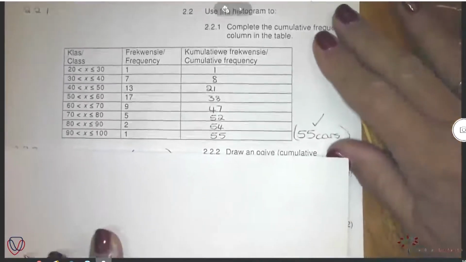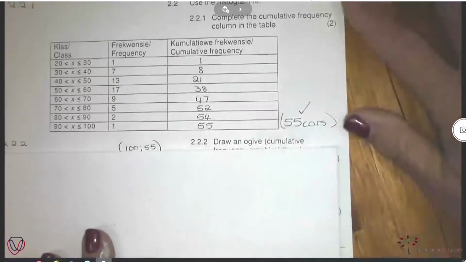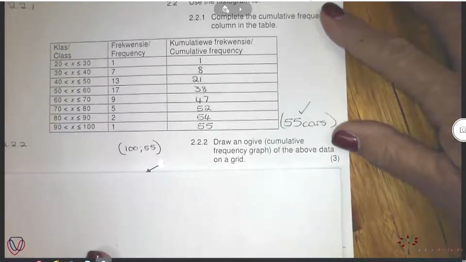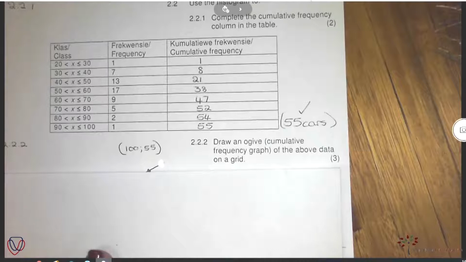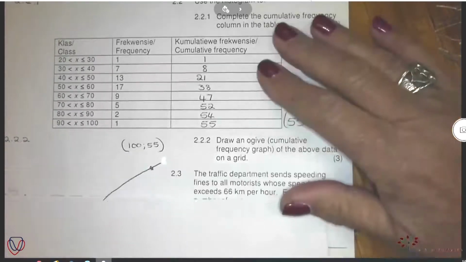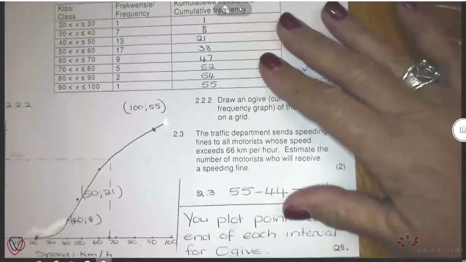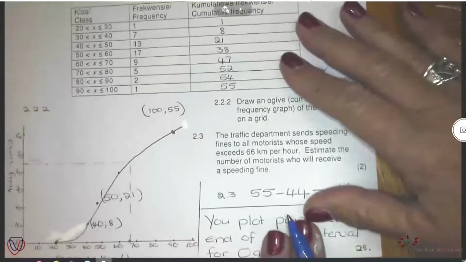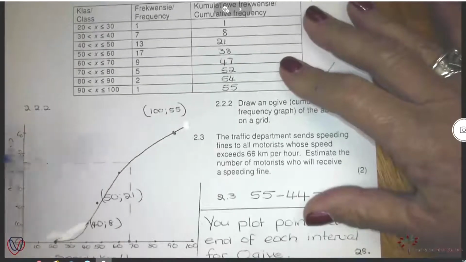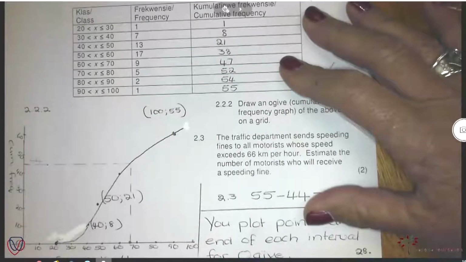Now let's go and look at the next question there. 2.2.2, draw an ogive, a cumulative frequency graph of the above data on the grid. They gave a grid. Now I didn't have the grid. So I went there and I drew my own ogive. So let's have a look at that. And I was shivering there from cold and I drew an ugly, ugly graph. But there it is, people. When you draw the ogive, the cumulative frequency here and the speed there. Those are the speed intervals. Can you see that there?